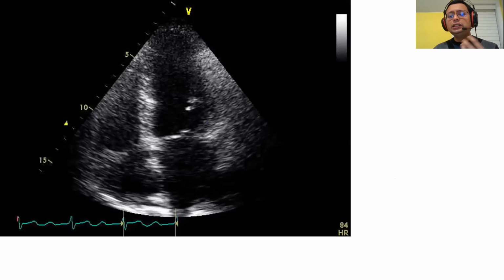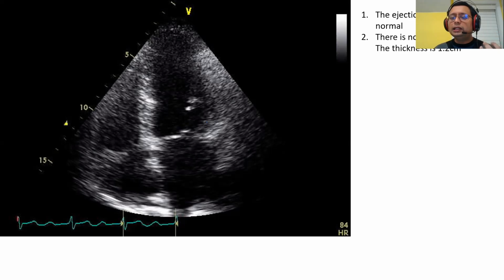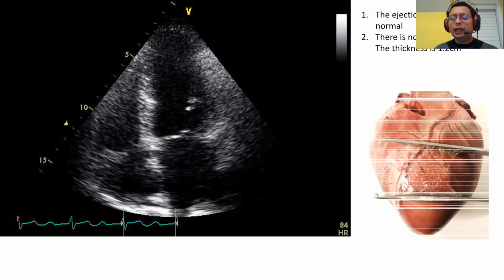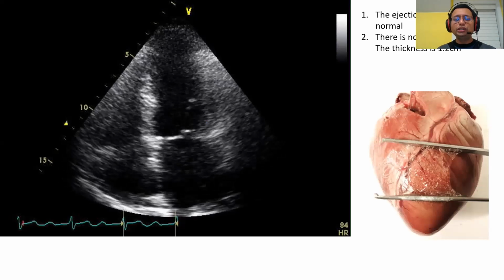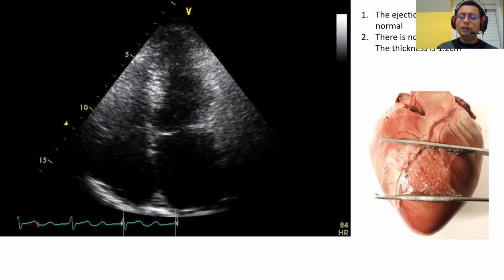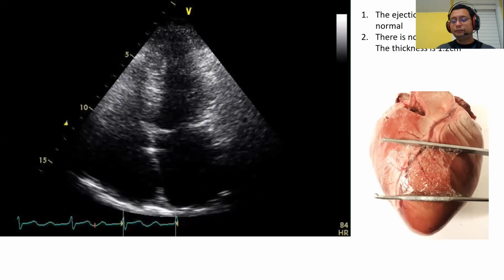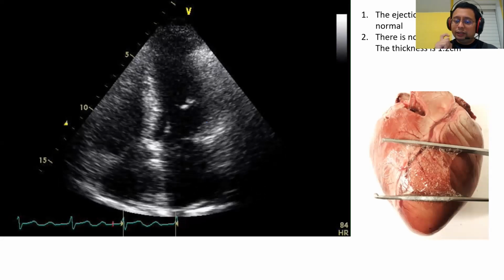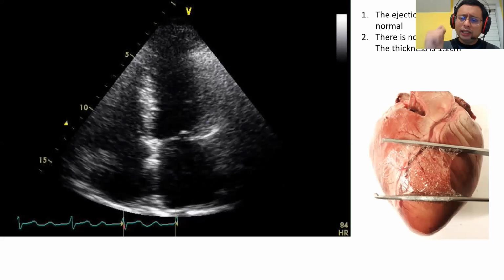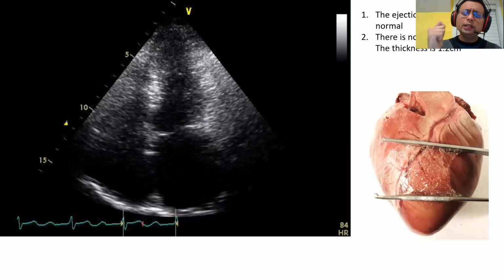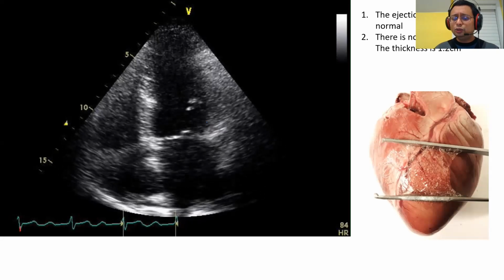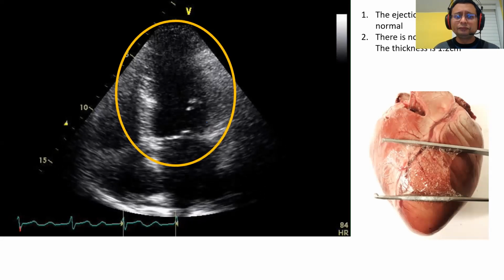Now, does this patient have diastolic dysfunction? Let's look at the parameters. The ejection fraction is normal. The thickness is only 1.2 centimeter. And there are no obvious regional wall motion abnormalities. Even though this patient is old, look at this patient's left ventricle and tell me, are you going to go straight to algorithm 2? Or are you going to use algorithm 1 first? In this situation, as long as the left ventricle looks normal, always use algorithm 1 first. So let's use algorithm 1 for this patient.